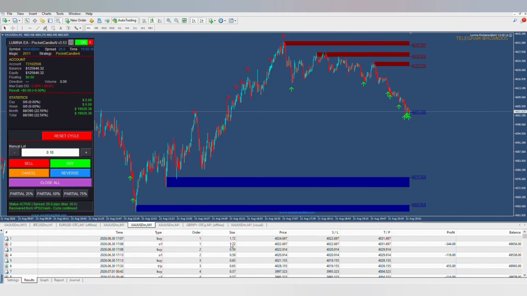So here it bought, stop loss, the same lot size, stop loss, but guess what? Next trade it traded with less lot size. So it's not martingale, and it is amazing.